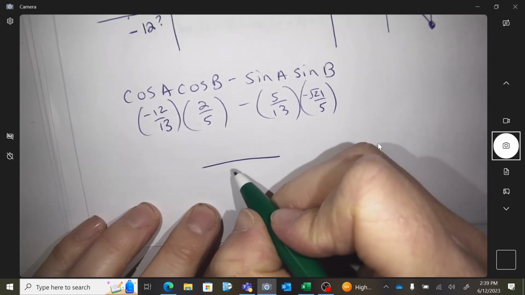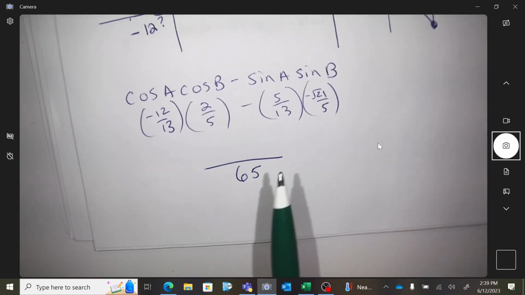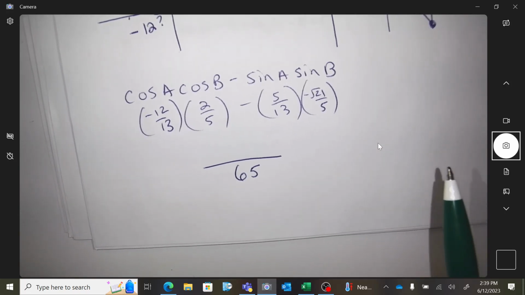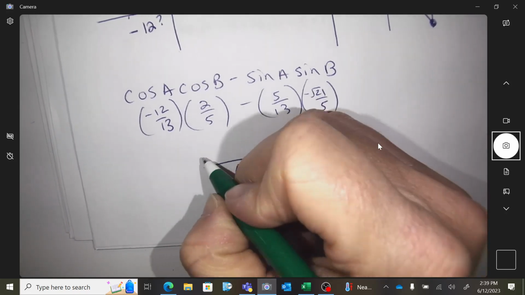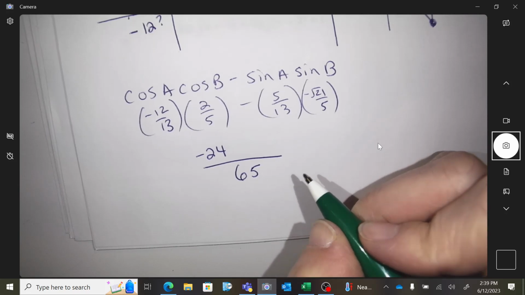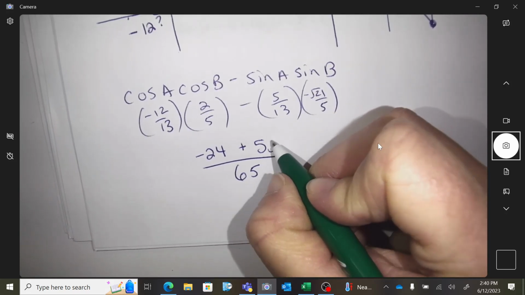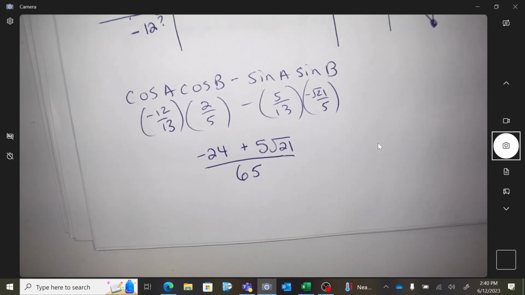I'm going to make it one fraction, the common bottom, because this is a 65, this is a 65, so I'm just going to say all over 65. Negative 24. How do you write the other part here? Plus 5 root 21. There's nothing you can do with that.